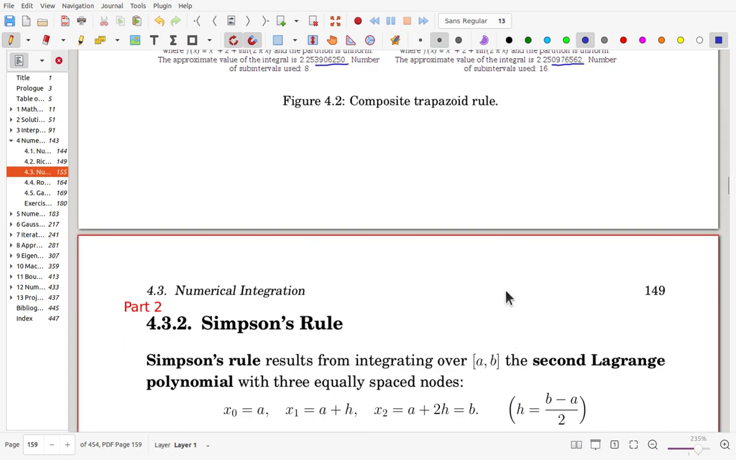Okay, that's the end of part 1. We'll consider Simpson's rule and Simpson's 3/8 rule in the second part. Thank you.